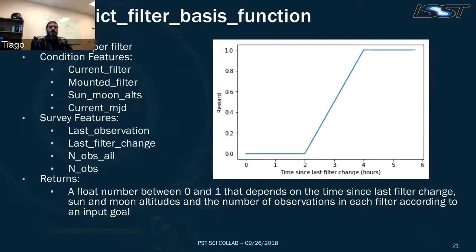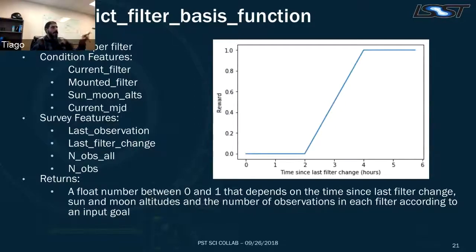Once the sky starts to get bright enough, we want to promote the filter change to the Y band, for instance. So this basis function can take the sun position into account when computing the reward. And then we're also passing the time, which is also a condition. And the survey features that we're passing to this basis function are the last observation, and, well, the important ones here, the last time the filter was changed, the number of observations, and the number of observations overall.